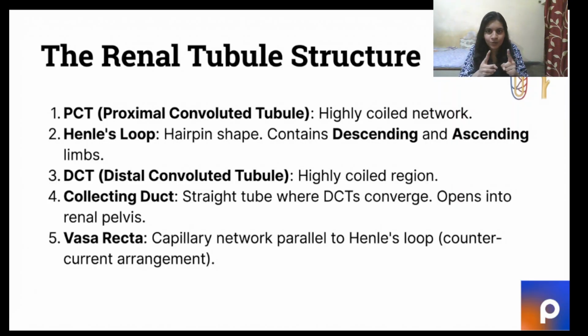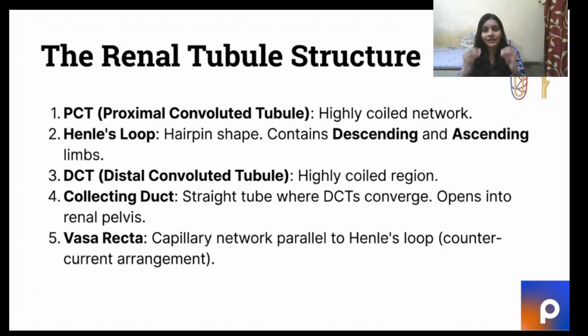Basically, we are seeing this tubular structure entirely, and to this tubular structure there is a capillary network that runs parallel to the Henle's loop, and that is known as vasa recta. Why is this vasa recta very important?